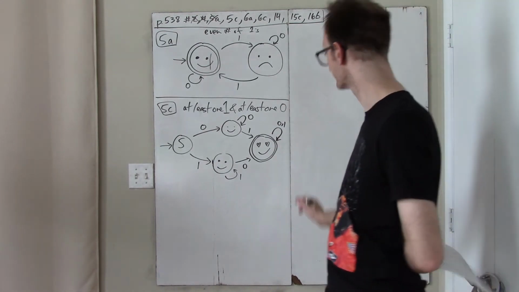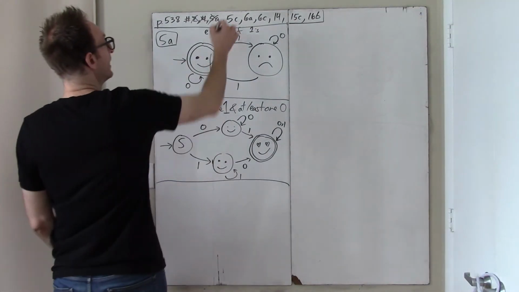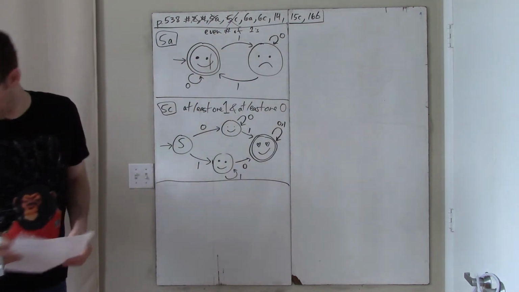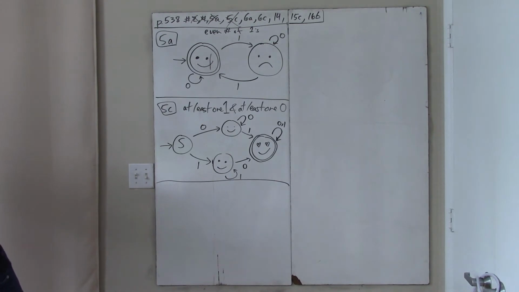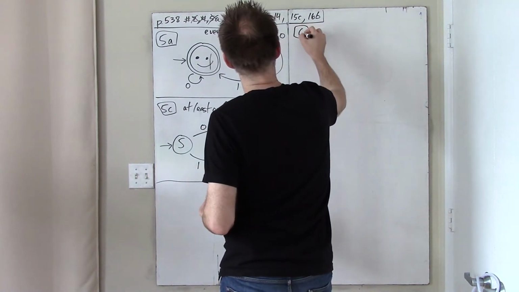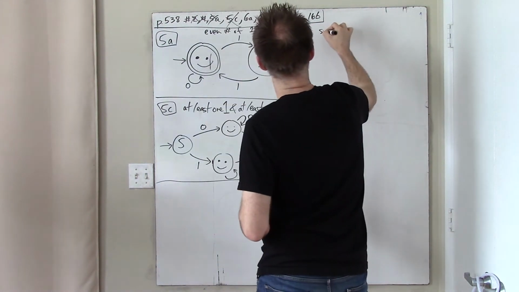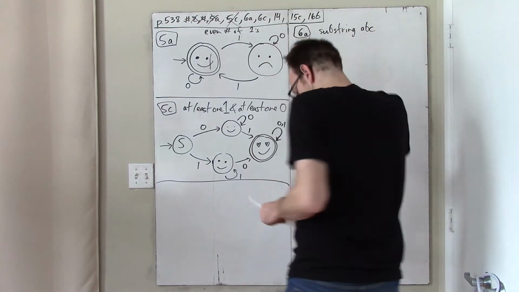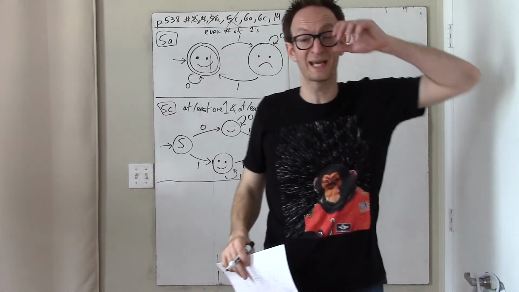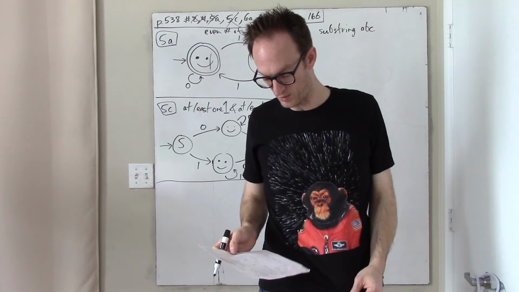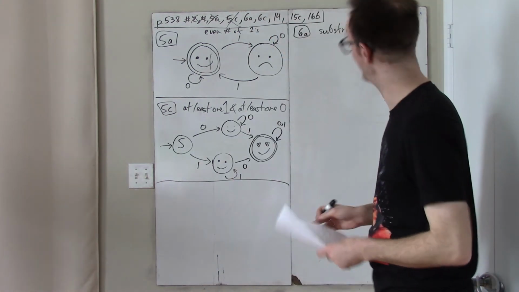So that's it. Hopefully these are fairly intuitive. 6a, maybe I will move up here. 6a says, create a finite automaton that recognizes any string that contains the substring ABC. Okay, so we're looking for the substring ABC. We did something very much like this in the video, I think. So maybe this one's somehow even easier, I don't know, or just different.